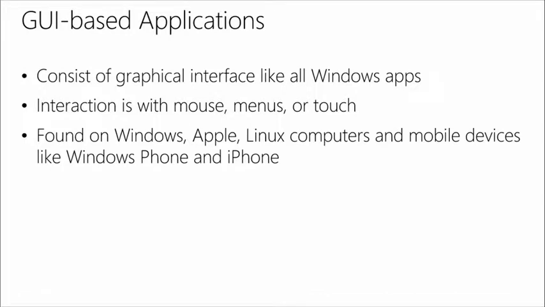You interact with these through the use of menus, by using the mouse, keyboard shortcuts on the keyboard, or because of the introduction of Windows 8, and of course, even talking about our tablets and our phones, through a touch interface. So they're graphic elements. There's icons, there's squares, there's something on the application you're interacting with. And again, they're found on Windows computers, on Apple computers, Linux computers, mobile devices like Windows phones and iPhones. Those are all good examples of GUI-based applications.